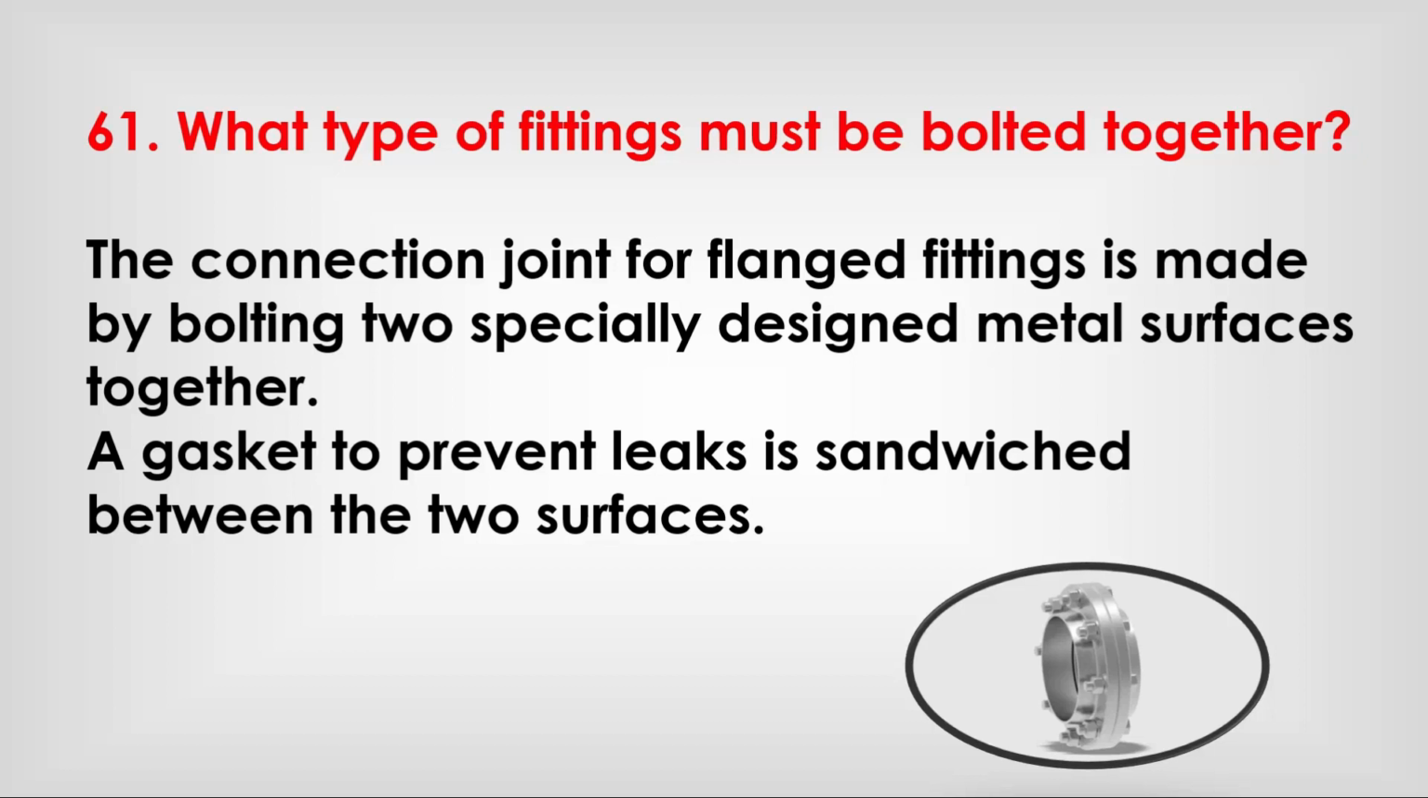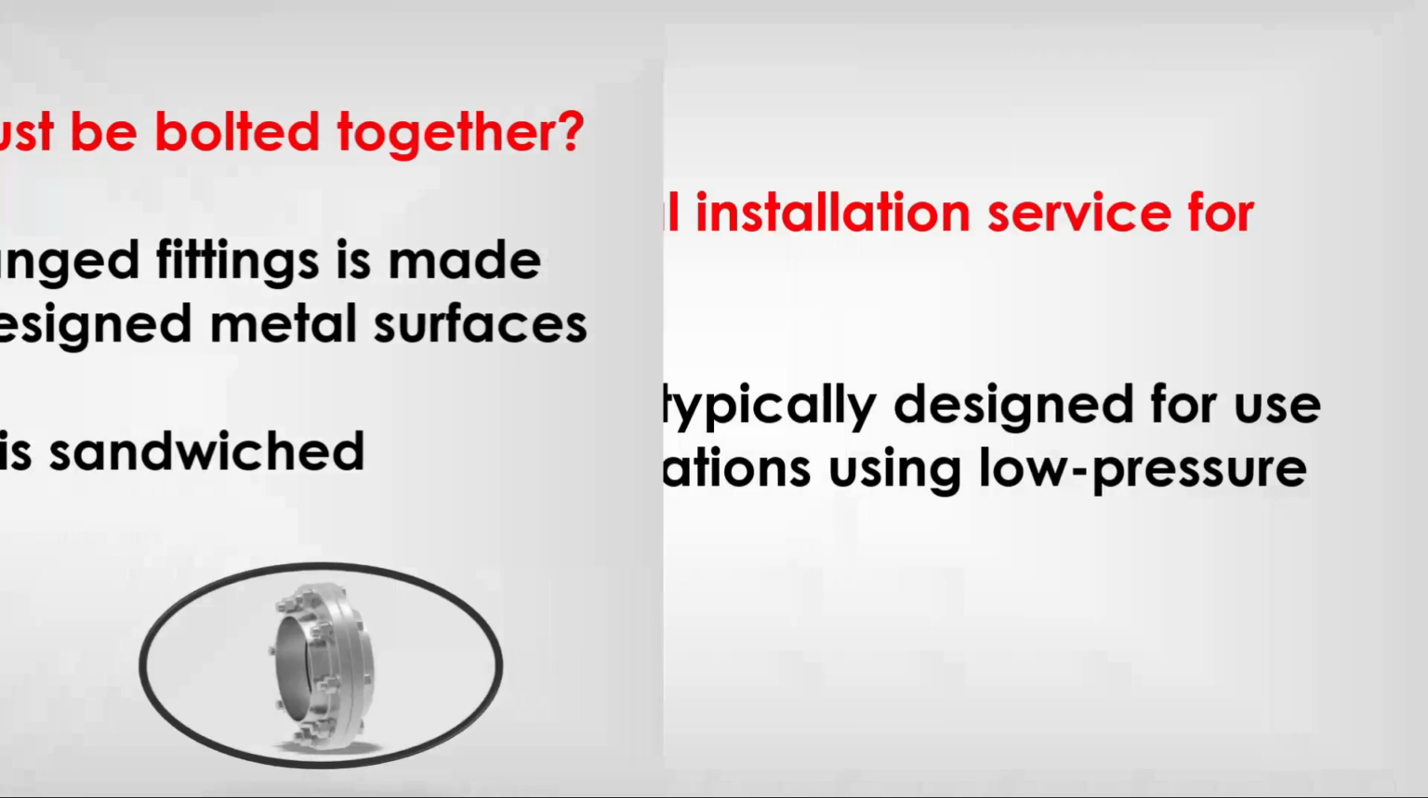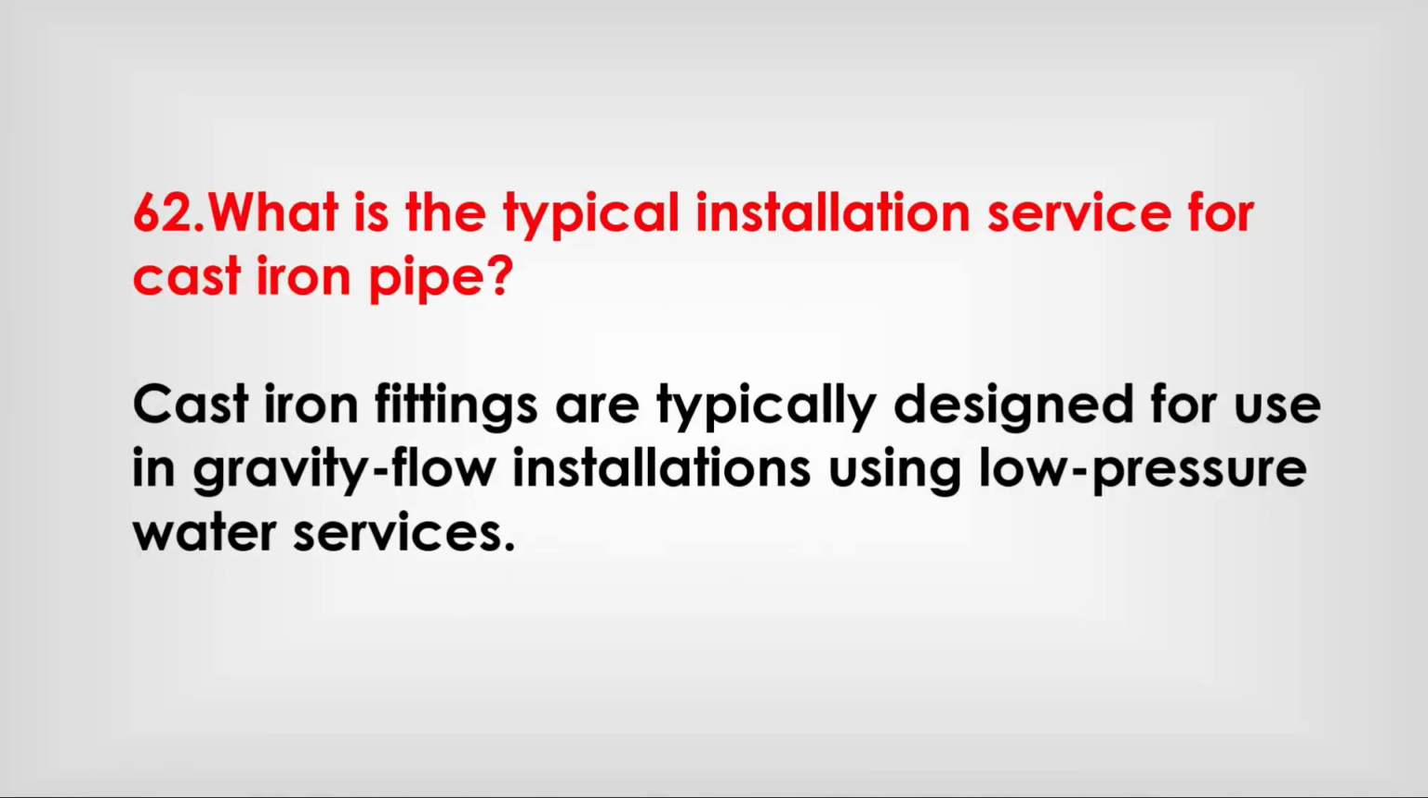What type of fitting must be bolted together? The connection joint for flange fitting is made by bolting two specially designed metal surfaces together. A gasket to prevent leaks is sandwiched between the two surfaces. What is a typical installation service for cast iron pipe? Cast iron fittings are typically designed for use in gravity flow installation using low pressure water service.